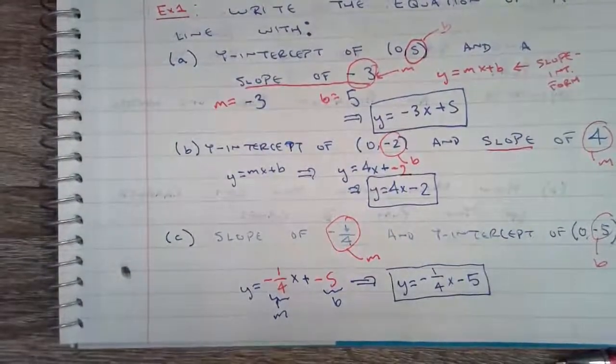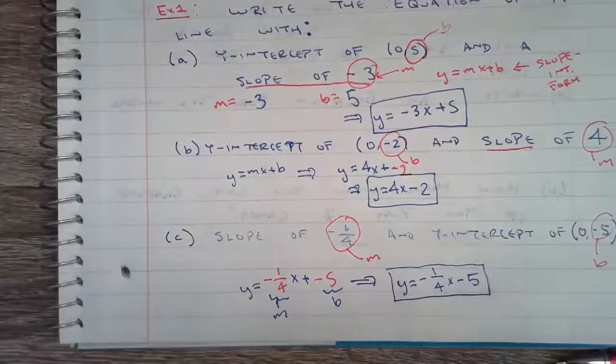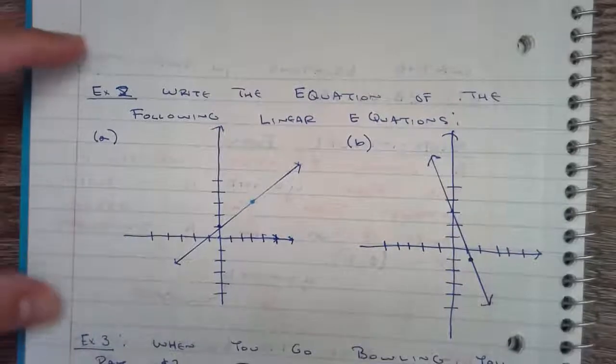Okay, so it's very simple. Find your slope, find your y-intercept, plug them in, and then you get your equation. And that's it. I'll give you a moment to go ahead and write that down, then we'll continue to our next example. Alright, go ahead and write down example number 2.